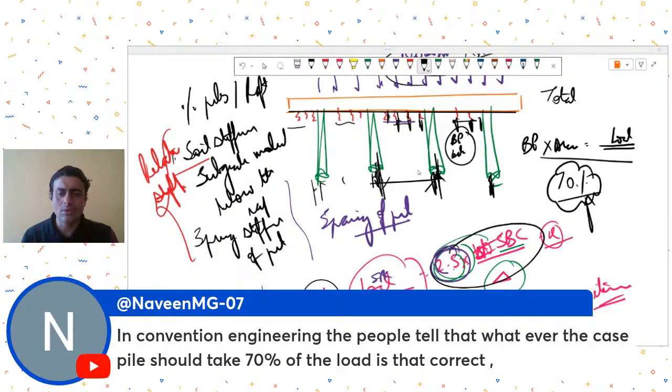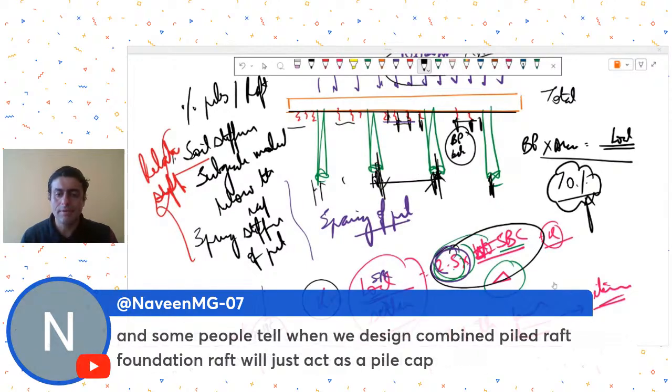But as such, there is no percentage guideline or percentage guidance given anywhere. It may be your design wish. And some people say, when we design a combined pile raft foundation, the raft will just act as a pile cap. Again, the same answer: it will depend on what level you are providing your raft.